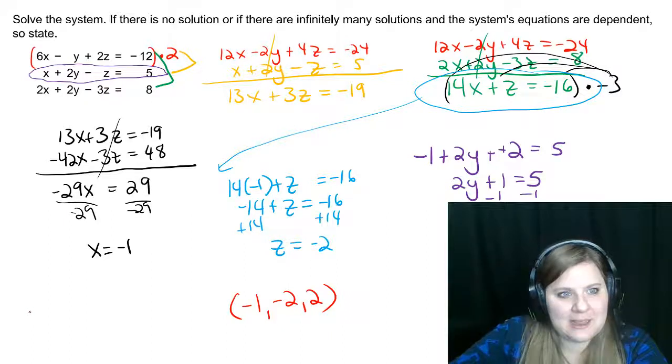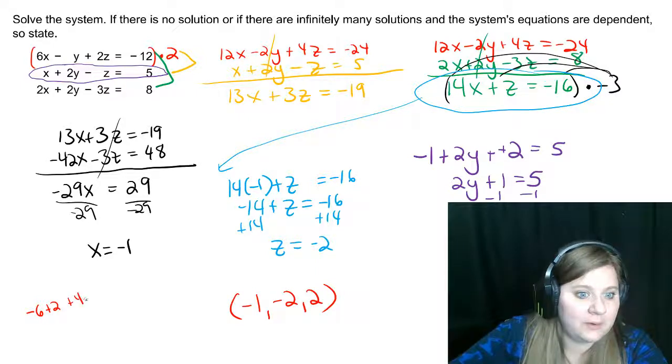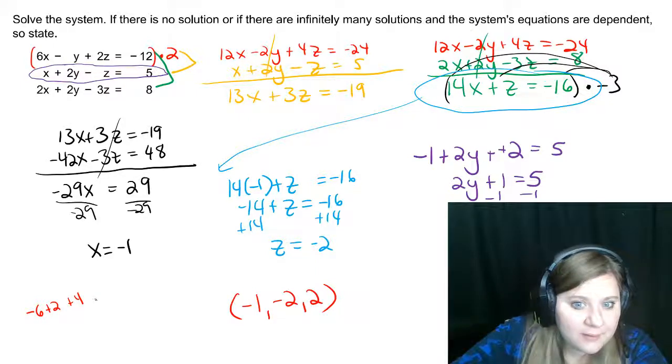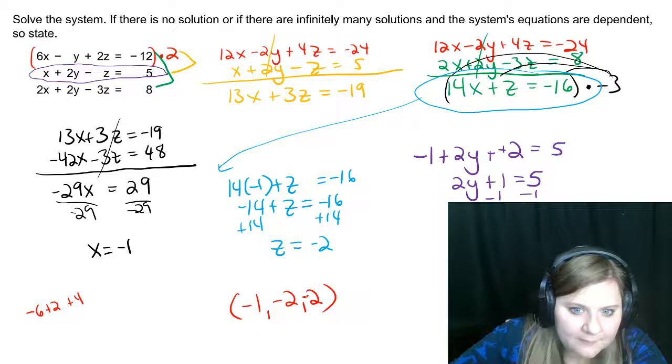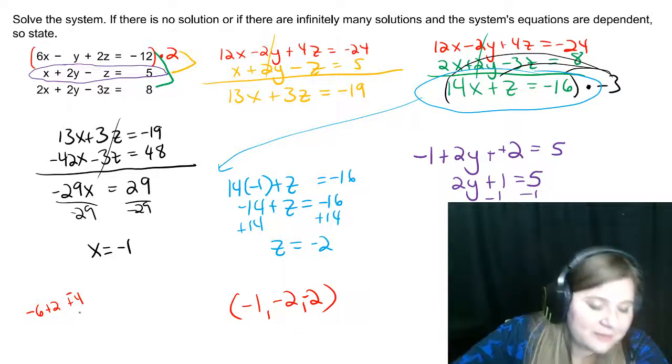So when I plug in negative 1, negative 2, 2 to the top one, I get negative 6 plus 2 plus 4. Did I write that right? Oh, negative 2 for my z. You see, this is why we're checking. Plus negative 4.